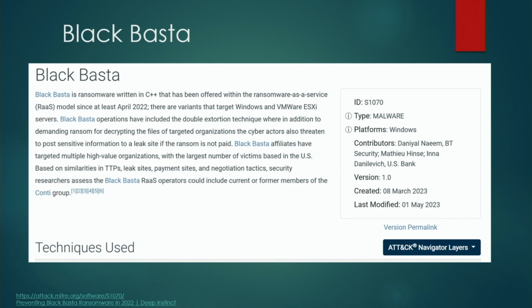Taking a look at the Black Basta page, we can see we get a brief description. It tells us that it operates as a ransomware as a service, meaning the affiliates can use the infrastructure and support services of Black Basta in exchange for payment, a percentage of the payment that they get from a ransomware attack.